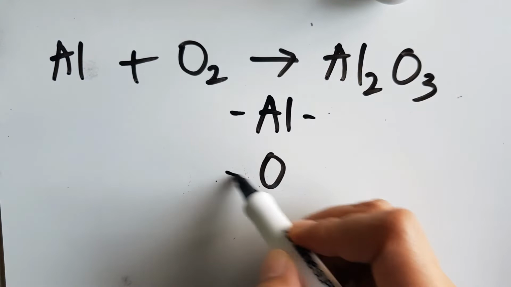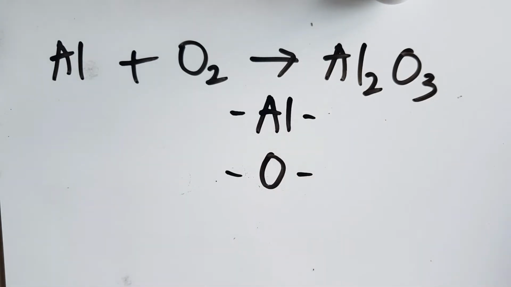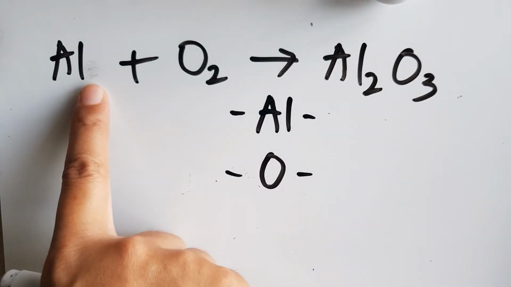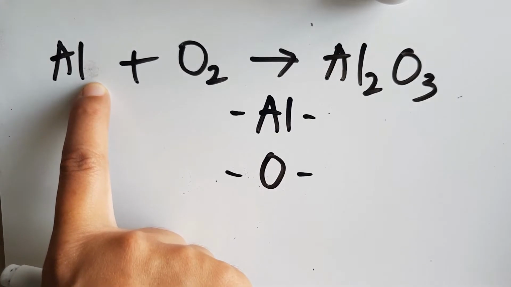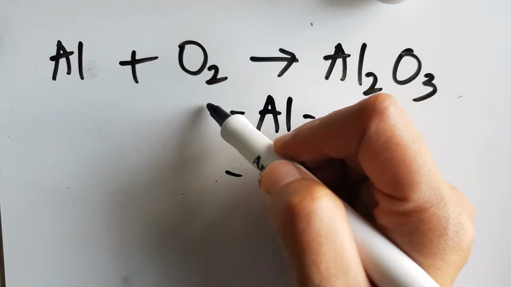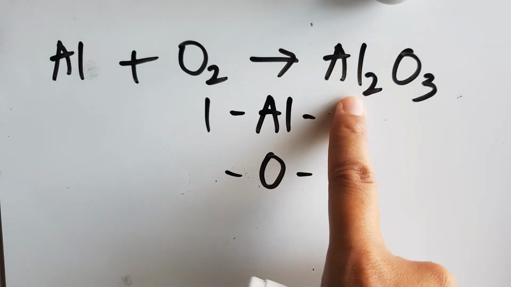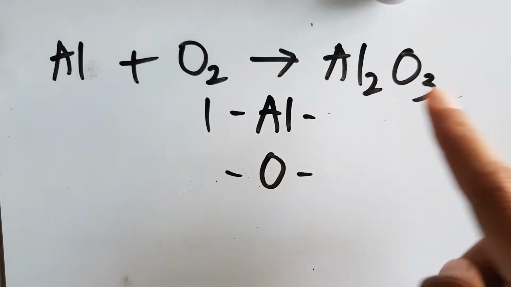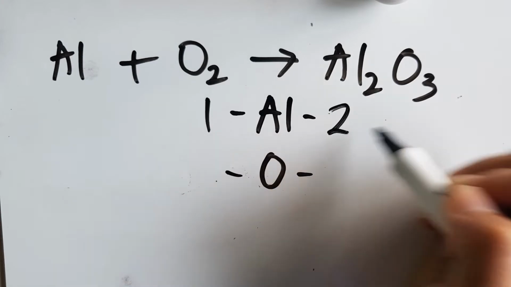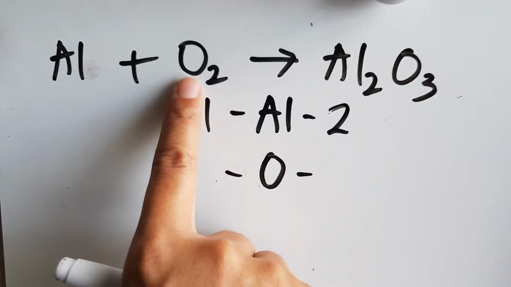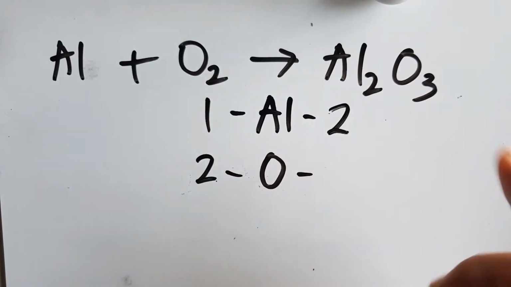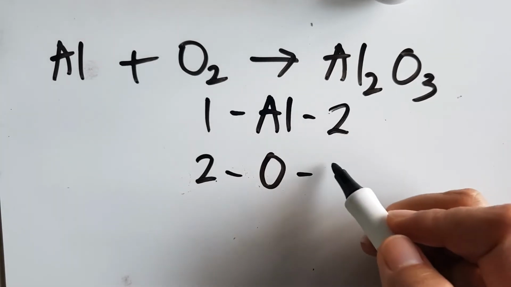And then we need to write the number of atoms for each side of the equation. So look at the subscripts. They will tell you how many atoms are in the element. So Al has no subscript, so it means it has 1. Al on the right has a subscript of 2, it means it has 2 atoms. Next, oxygen on the left has 2 atoms, oxygen on the right has 3 atoms.